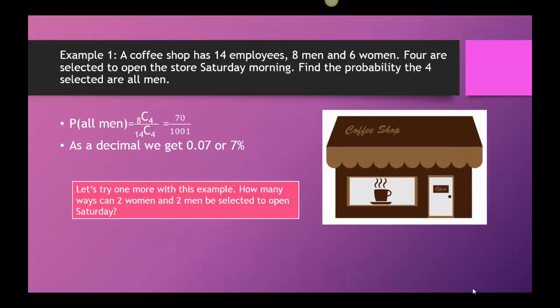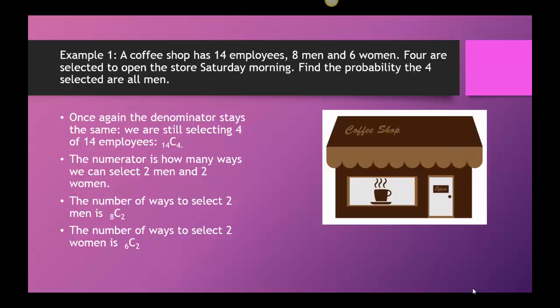So let's try one more time, but this time let's select 2 men and 2 women to open the store on Saturday morning. Okay, again we have the denominator, it's fine, it's 14 choose 4, but the numerator is 2 men and 2 women. So I want you to think about this word and. What am I going to do with it? So I look at the number of ways to select 2 men, that's 8 choose 2. The number of ways to select 2 women, that's 6 choose 2.